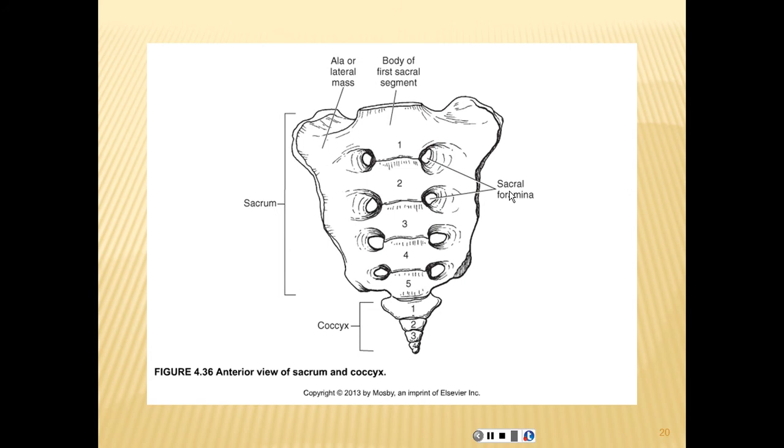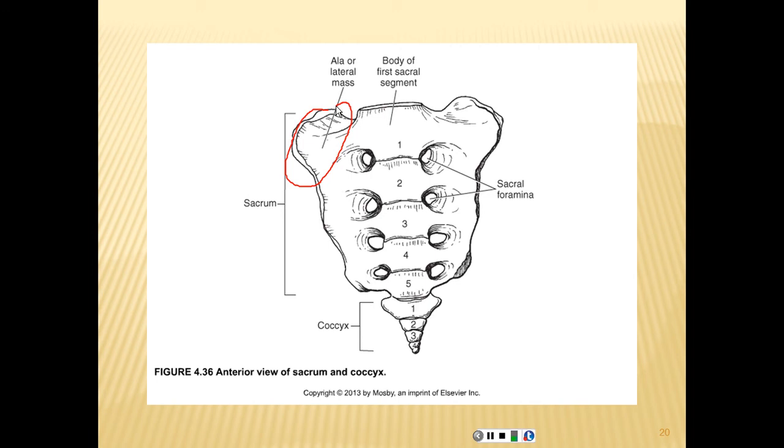Sacral. You see the sacral foramina, the body of the sacrum, the alae or lateral masses of the sacrum. And the coccyx, which is the most inferior portion of the sacrum. Here it says 4 bones. It can be 2 bones. It can be 6 bones. But the most inferior aspect of the sacrum is the coccyx, or tailbone.